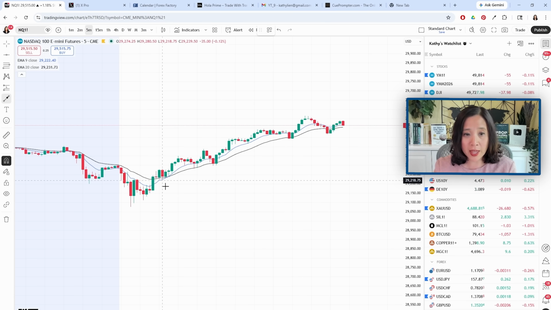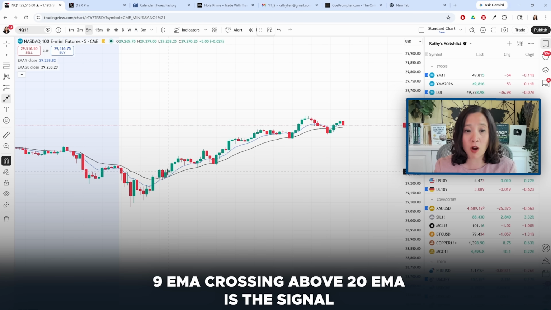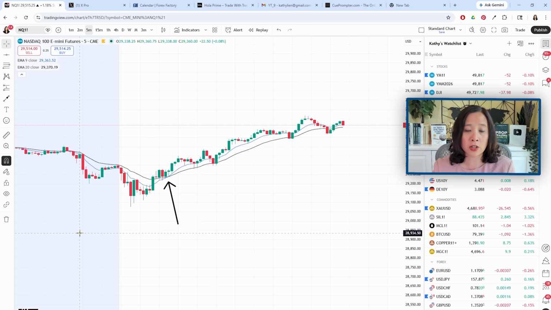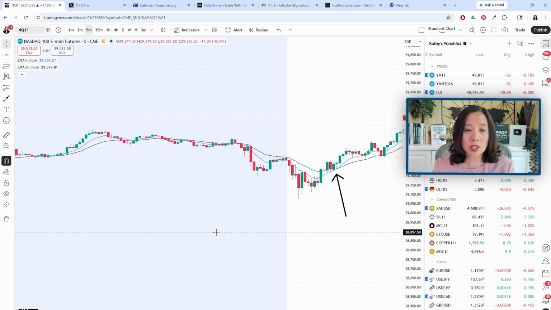So here we have the 9 EMA, which is the blue line, crossing above the 20 EMA, which is another popular moving average, the black line. The cross happens over here. That's your signal that momentum is confirmed to the upside on both a short and long-term basis. Go long, and boom, beautiful clean trade up here with a stop underneath the 20 EMA.